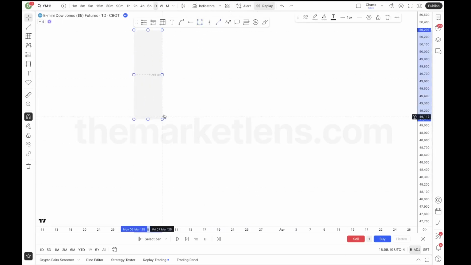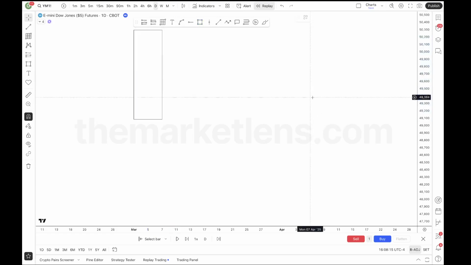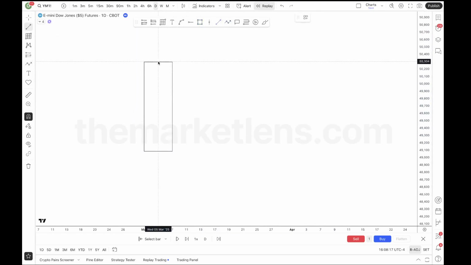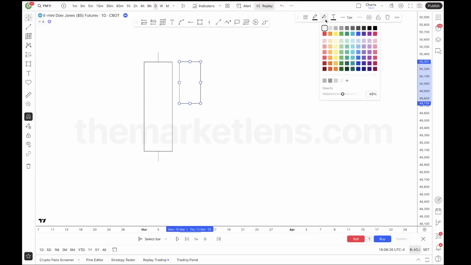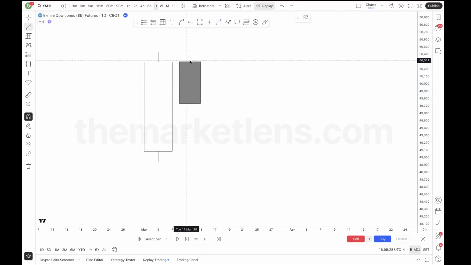So for one, it's an inside bar. Let me find my candle border. Let's go look at this. This is something that we went over a couple streams ago. An inside bar is just price staying in between the previous candle's high and low. So it's going to look something like this, right?